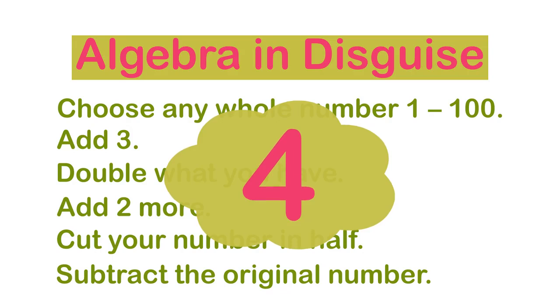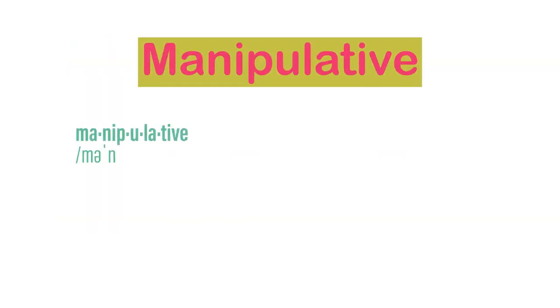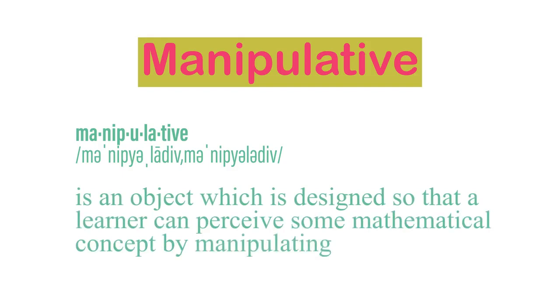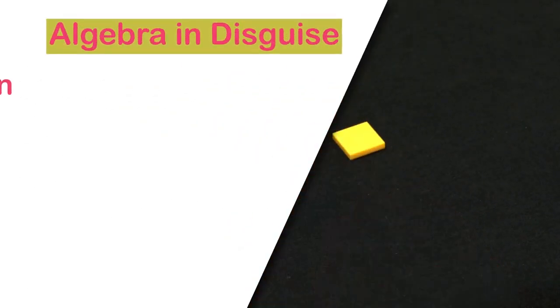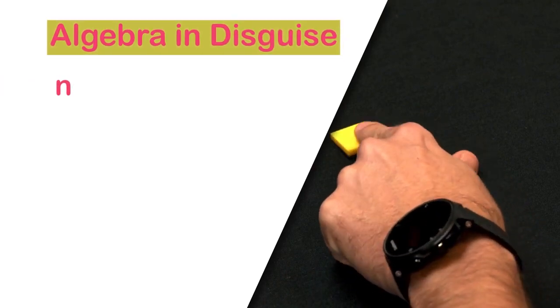I'm going to redo that number trick, but this time I'm going to represent it with some manipulatives and hopefully help you make sense of why you ended up with 4, no matter what number you started with. Remember, I told you to pick any number 1 through 100, and so we're going to represent that with a square tile. This represents any number that you just picked. So in algebra, we might call that n, all right?